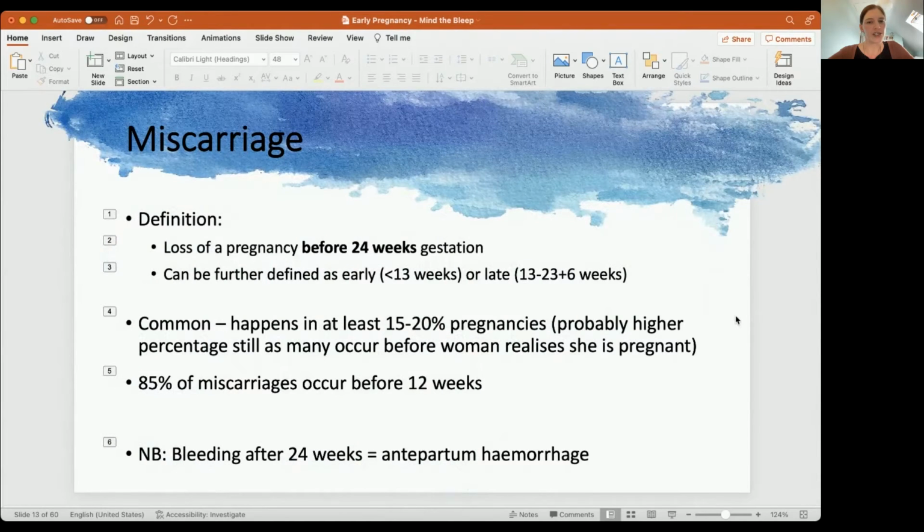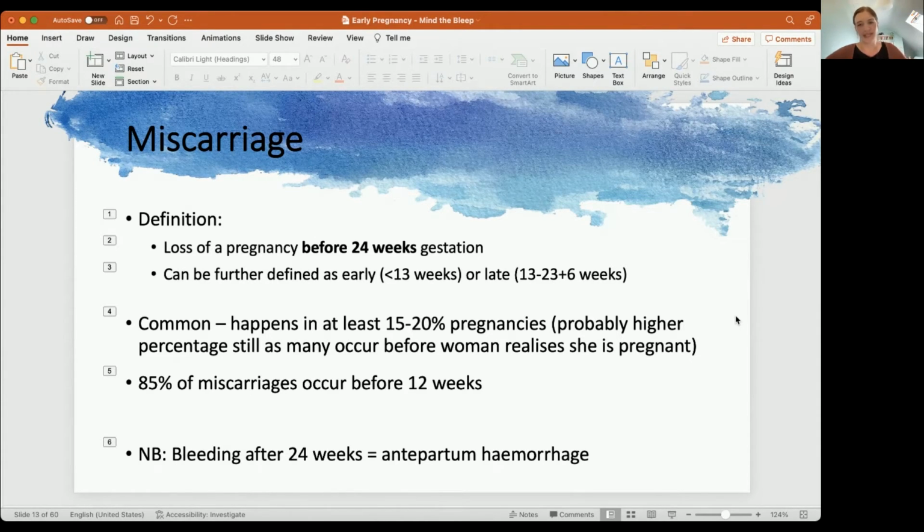So a miscarriage is a loss of a pregnancy before 24 weeks. The majority of them are early, obviously, but they can happen later. It's still classified technically as a miscarriage, even if they are 23 and 6 weeks pregnant. They're very common. Probably about a fifth of pregnancies end in a miscarriage. It may be even higher than that, as if you have a very early miscarriage, at 4 or 5 weeks, you may not have even realized.